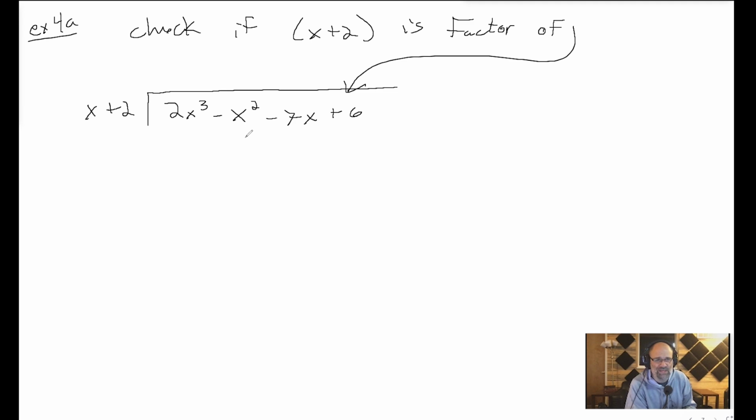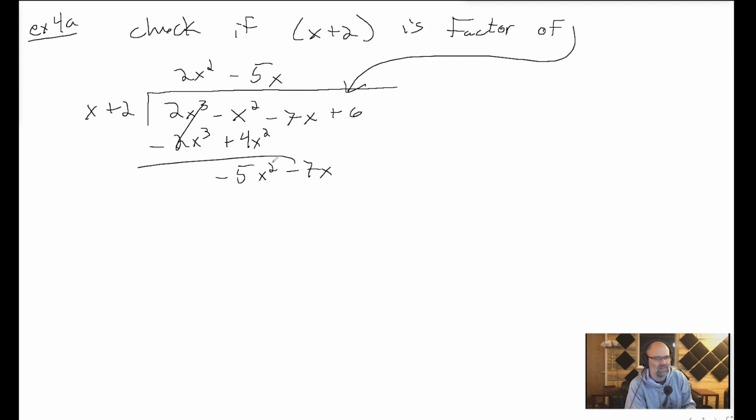I'm going to whip through this, so if you need to rewatch this, you can. So I'm just dividing an x out of that, so that's 2x squared. Multiply: 2x cubed plus 4x squared. Subtract, and you get negative 5x squared minus 7x. Divide again, just take an x away from that, so minus 5x. Multiply, negative 5x squared minus 10x.